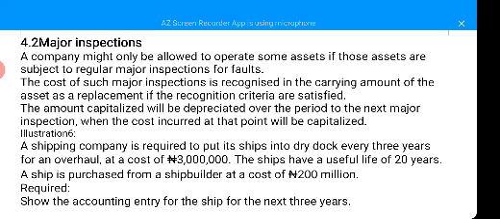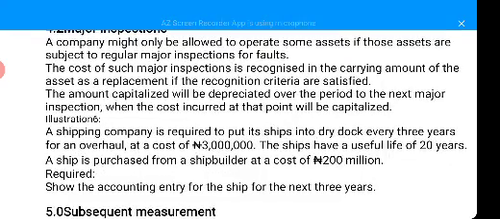That means you have to capitalize the cost of the major inspection or overhaul and depreciate it separately from the other asset or for the whole asset. The amount capitalized will be depreciated over the period of the next major inspection, when the cost incurred at that point will be what is capitalized. Now let's look at the illustration regarding this major inspection.